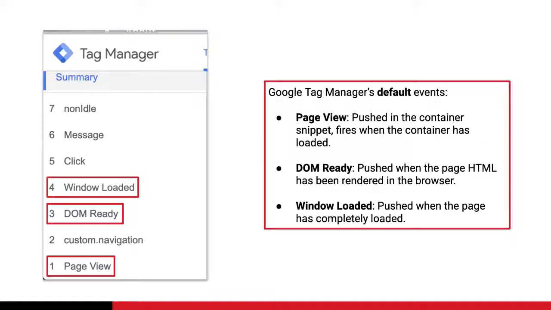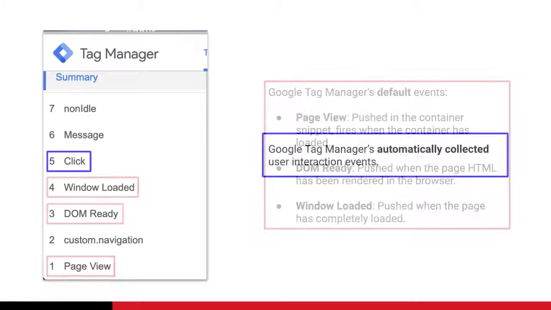So DOM ready is pushed when the page HTML has been rendered in the browser. And it's a good trigger event to use whenever you need to refer to something in the page HTML. For example, when you just scrape a title of the page or something like that, the DOM ready event is a good one to use. Window loaded is pushed into data layer as soon as the page has completely loaded. So all the resources, images, asynchronous requests, JavaScript libraries, all of those have completely loaded. So that's a good trigger event to use whenever you need to use an external resource of which you don't really know when it completes its loading.